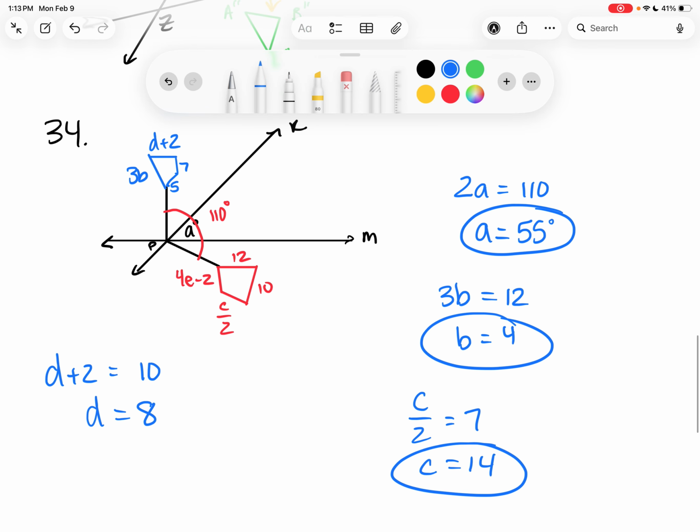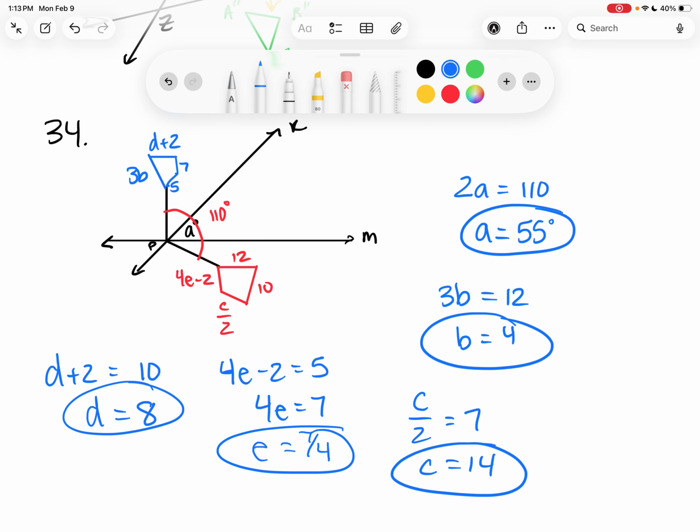And then E, 4E minus 2 equals what? 5. Yep. So then add the 2, 4E equals 7, divide by 4, so E equals 7 over 4, and you can just leave it like that, or you can rewrite it if you really want to, but I would just leave it. Any questions on that? I know it's a lot.